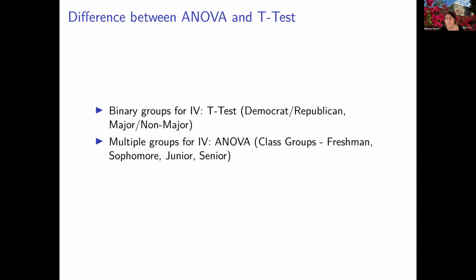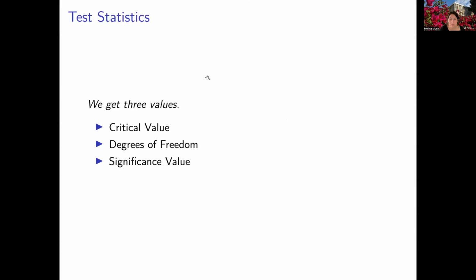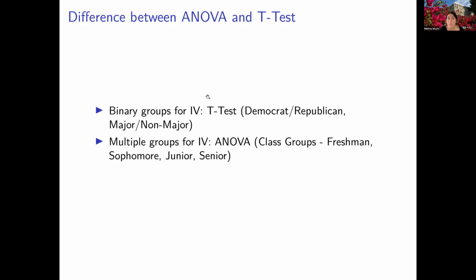So to solidify the difference between ANOVA and t-testing on when you should implement them, again, the t-test is when you have binary groups for your independent variable. For example, we're looking at Democrats and Republicans' average score on something, or majors and non-majors' average score on something. So there's only two different groups. As opposed to with ANOVA, we have more than two groups. For example, that we're going to work with in this lecture, the different class groups, freshman, sophomore, junior, senior. So we have 4 groups in this case. We know we can't use t-tests. We have to use ANOVA.